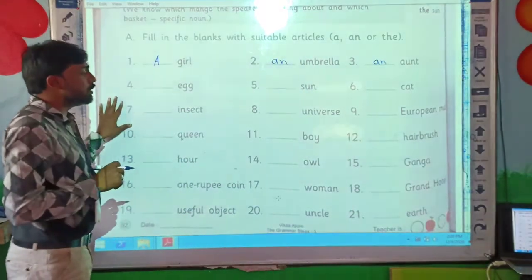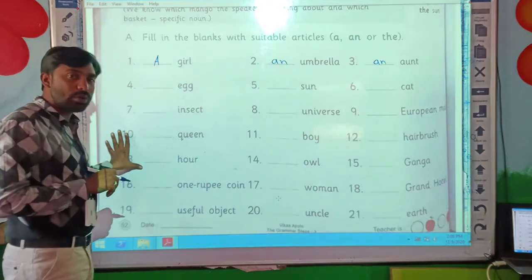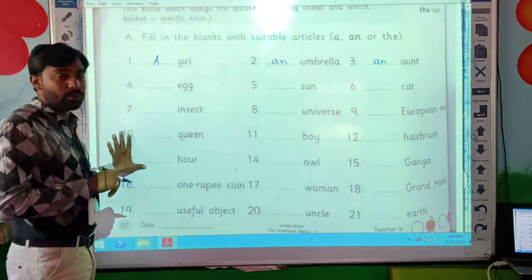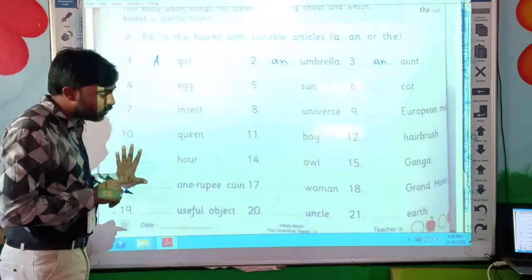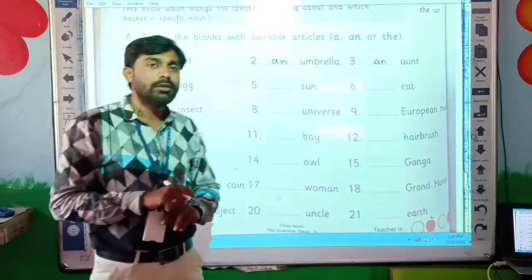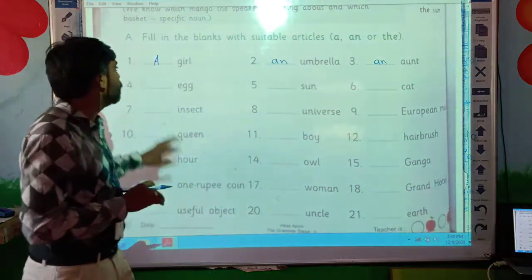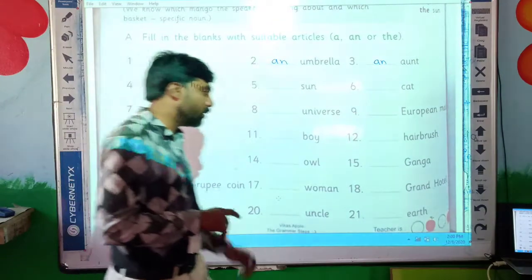Okay, students, in this way I think you can solve all these words on your own. If you have any doubt, you can message me. Okay. So now we will see the next question. Question B.